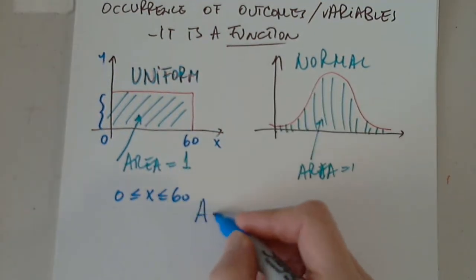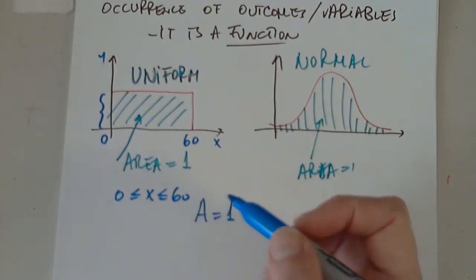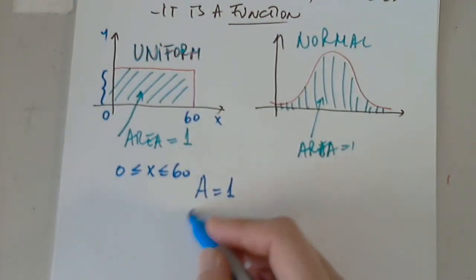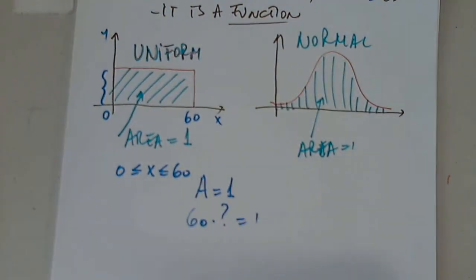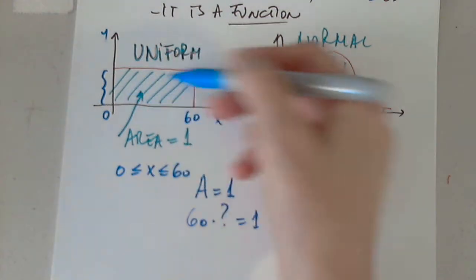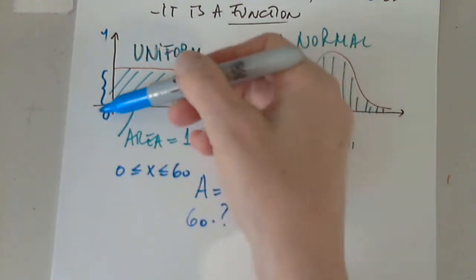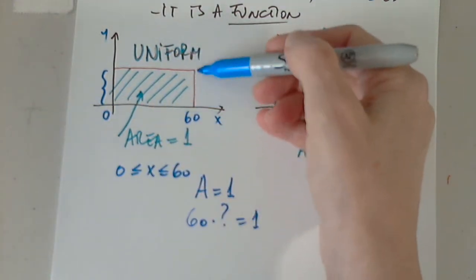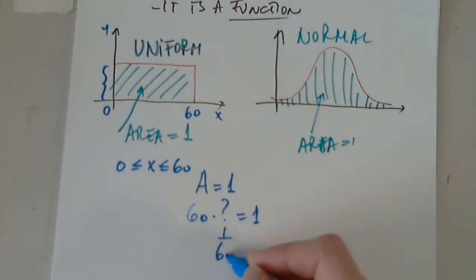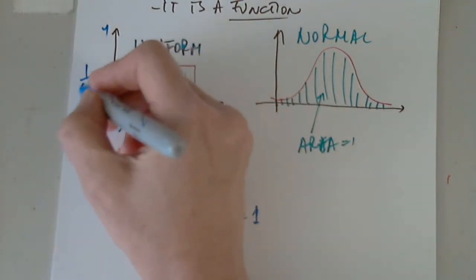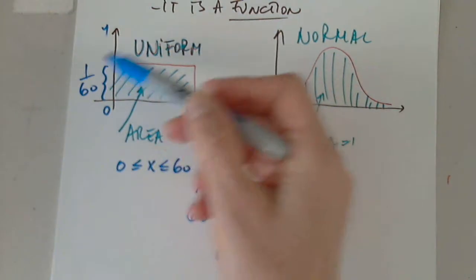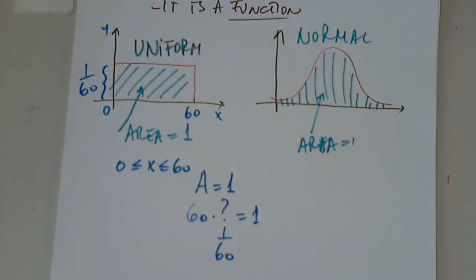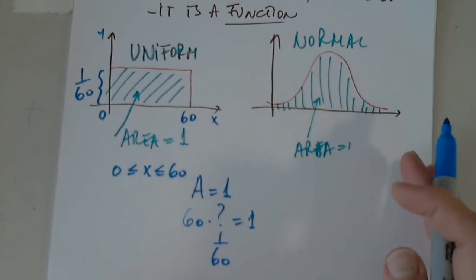But what can this be for the area to be 1? So I have 60 times what? 60 multiplied by what is 1? This is a rectangle. Base times height. 60 times what? Well, this must be 1 over 60, because only 60 times 1 over 60 will give us the area of 1. So keep that in mind.